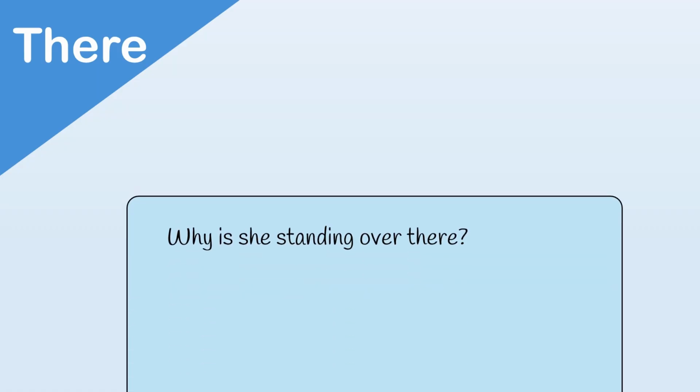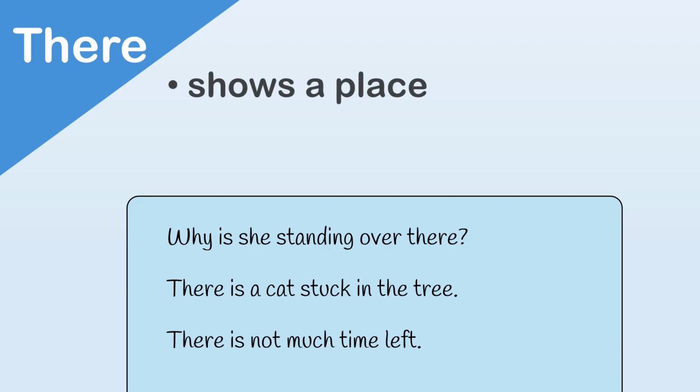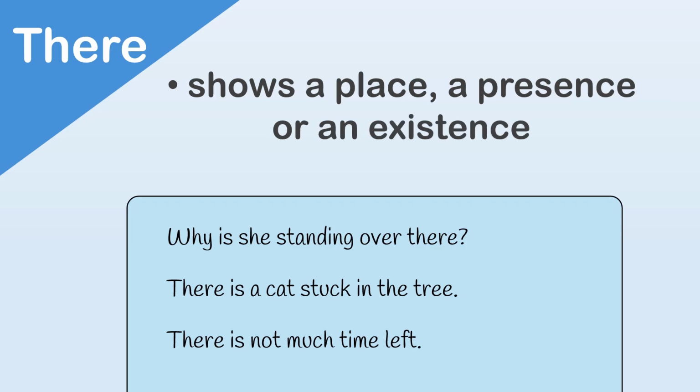T-H-E-R-E. Let's go through 3 sentences with there. Why is she standing over there? There is a cat stuck in the tree. There is not much time left. The word there shows a place, a presence, or an existence.